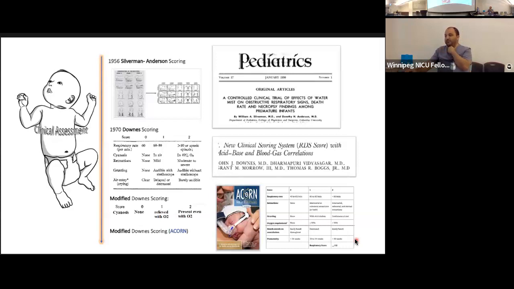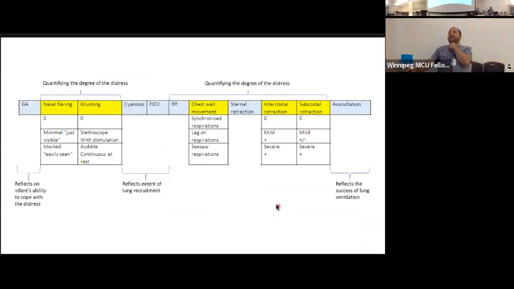So when we speak of Downs itself, it's less than 4, 4 to 7, and above 7. For ACORN, it's less than 5, 5 to 8, and above 8 is severe distress and may even indicate intubation. So those are the clinical parameters. I tried just to gather them all together.